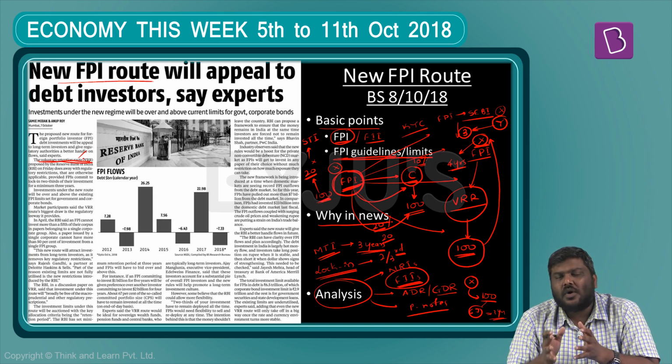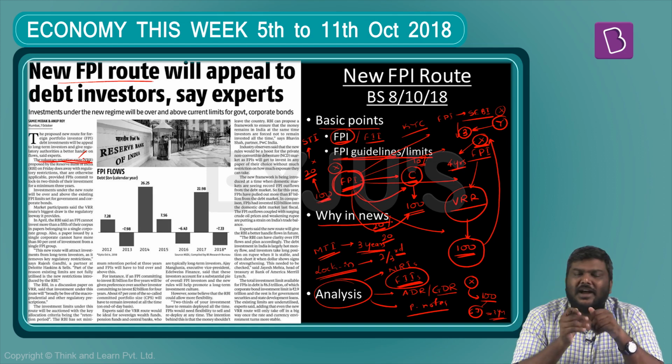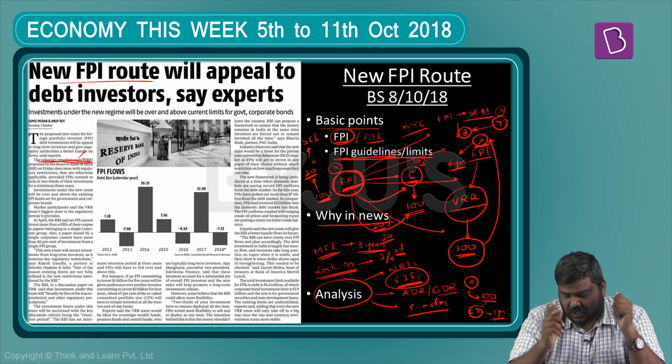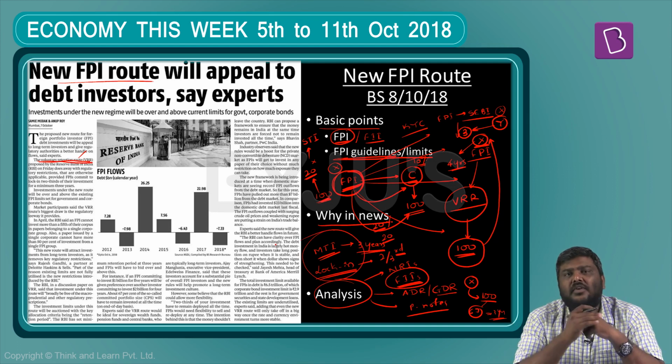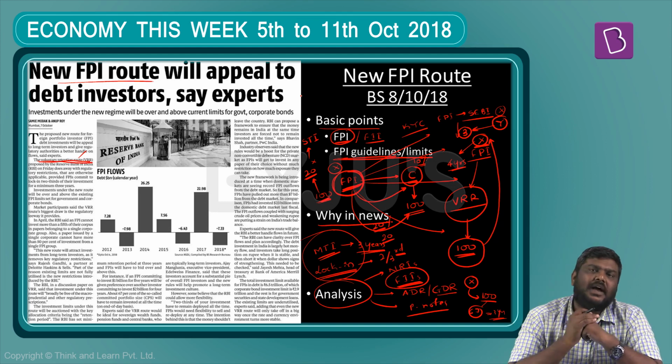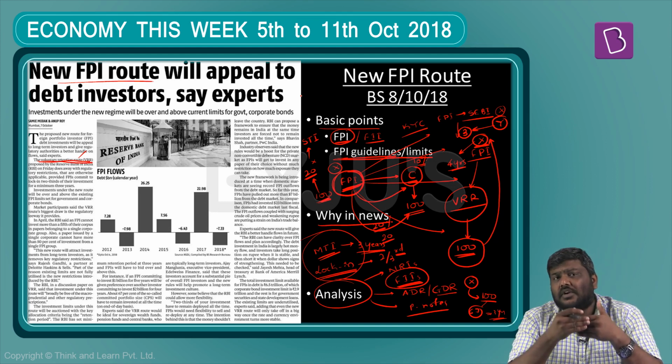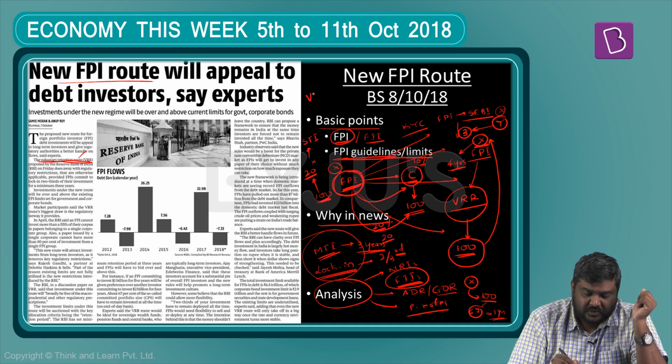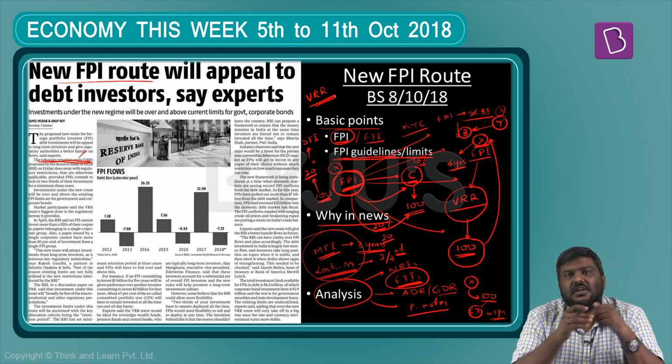How do I control or reduce this kind of volatility? RBI says we will put a lock-in period in the form of tenure, and in the form of value of investment. So this tool which has been introduced by RBI to attract foreign portfolio investment is called VRR, the Voluntary Retention Route.